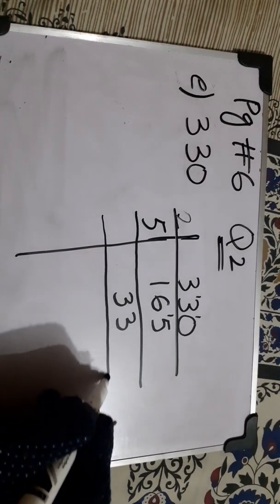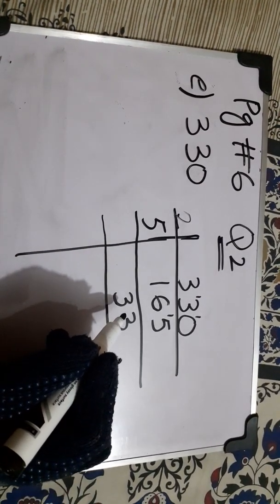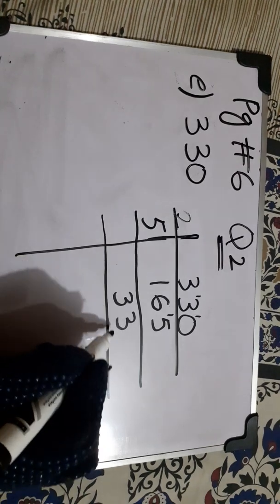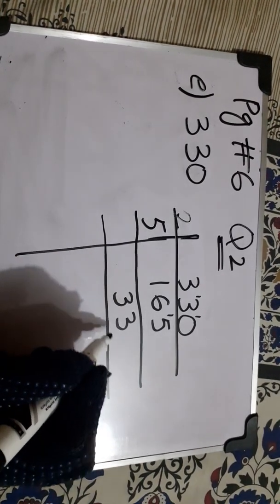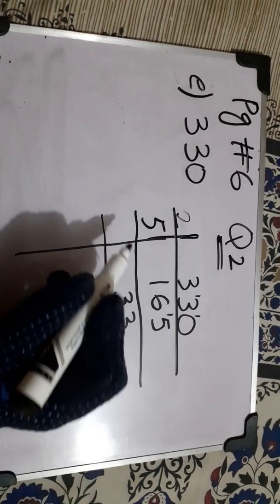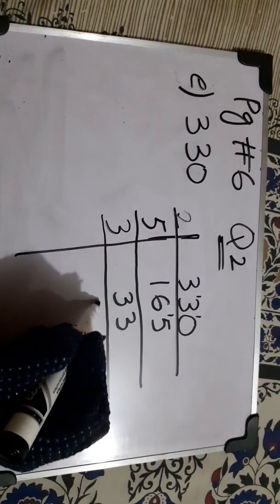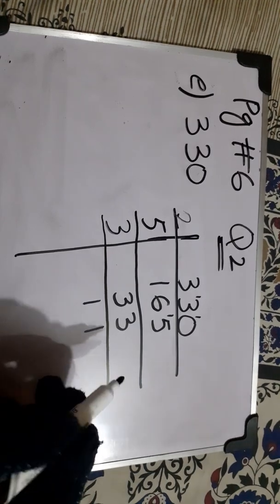Now we have 33. So does 33 come in the table of 2? No, because it's an even number table. Does 33 come in the table of 3? Yes, look, 3 1s are 3, 3 1s are 3.